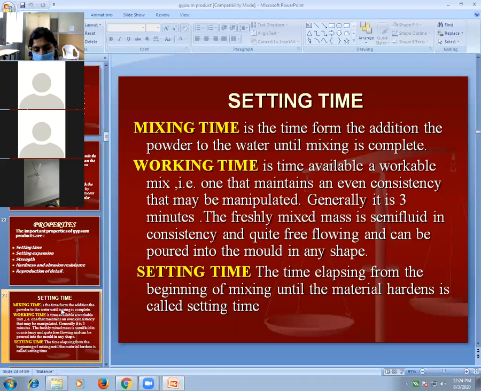So mixing time is what? When we pour the dental plaster into the water and start mixing, until mixing is completed, that is mixing time. And working time is what? The material which we have mixed is in a state of workable consistency, so we can pour and carve it. That is called working time. And setting time is mixing time plus working time, that is, the time elapsing from the beginning of mixing until the material hardens.